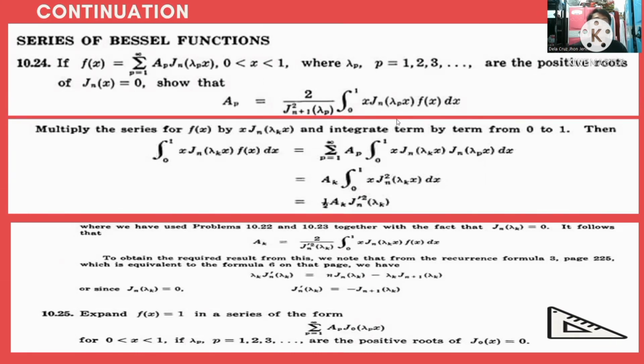[J_{n+1}]^2(lambda_p) times the integral from 0 to 1 of x J_n(lambda_p x) f(x) dx. We multiply the series for f(x) by x J_n(lambda_p x) and integrate term by term from 0 to 1.